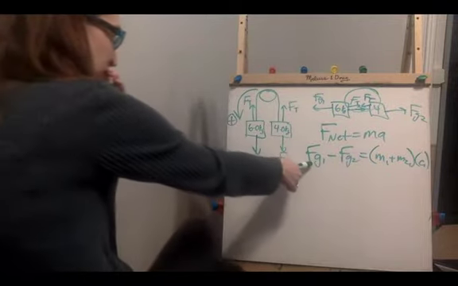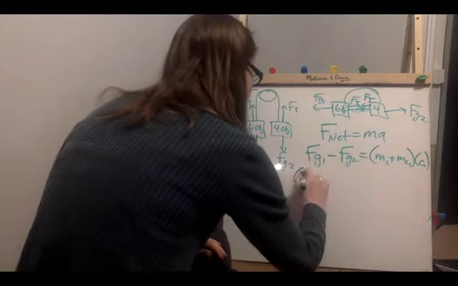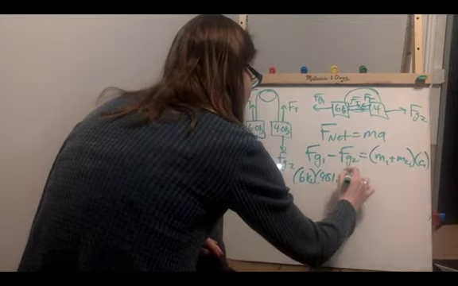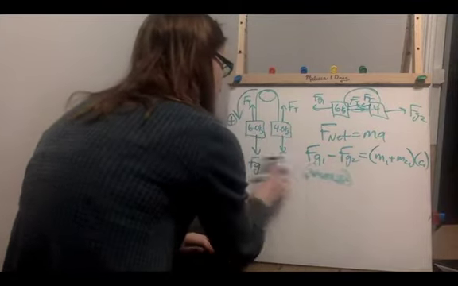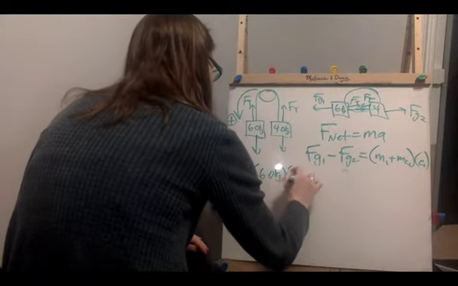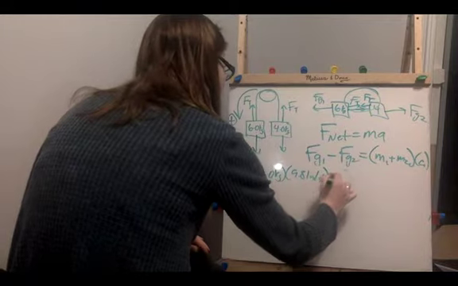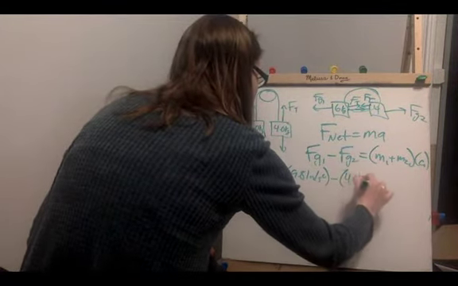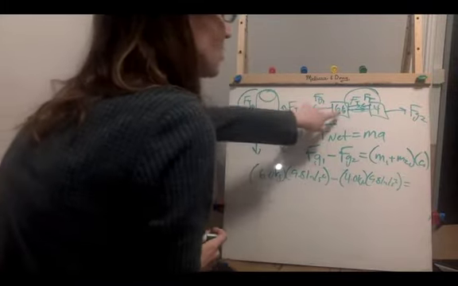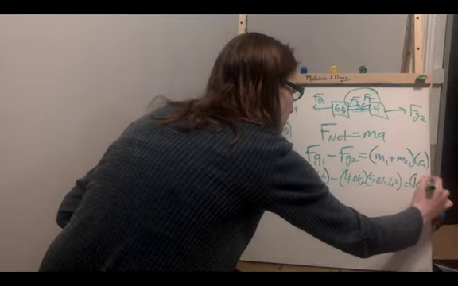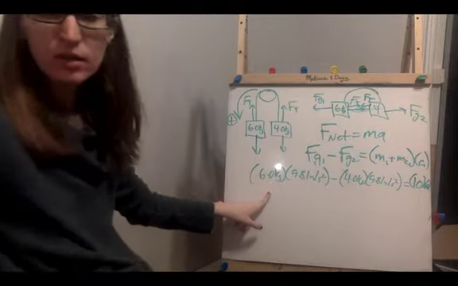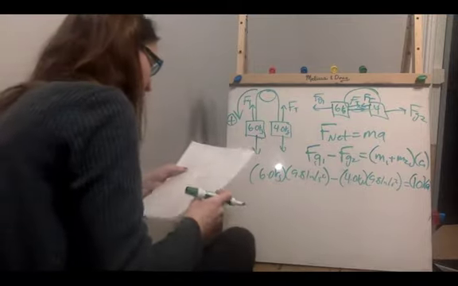So that force of gravity here is your mass, which is your 6 kilograms, multiplied by your 9.81 meters per second squared. I'm going to give myself more space here. Right, so you've got your 6 kilograms multiplied by your 9.81 meters per second squared minus your 4 kilograms multiplied by your 9.81 meters per second squared is equal to the sum of your masses, so 6 plus 4, which is 10, times 10 kilograms times your acceleration.